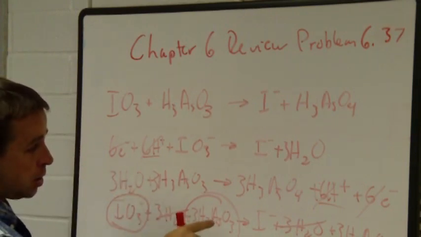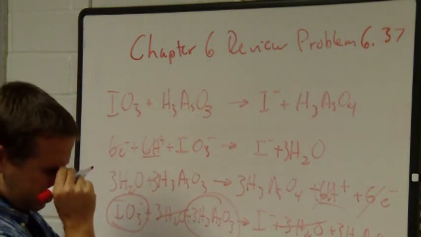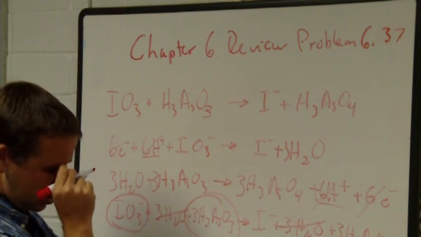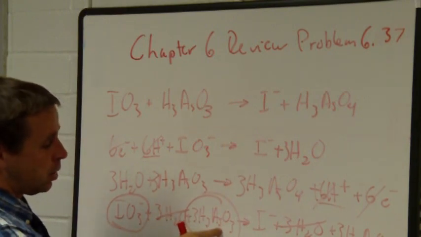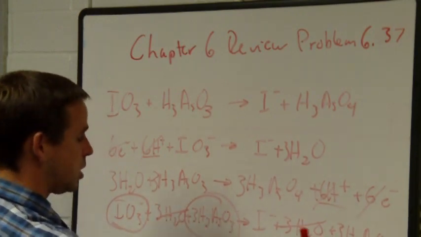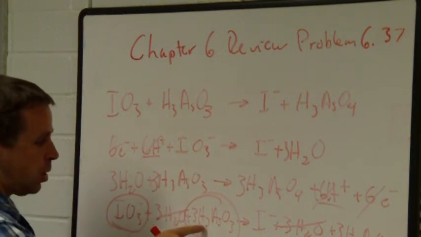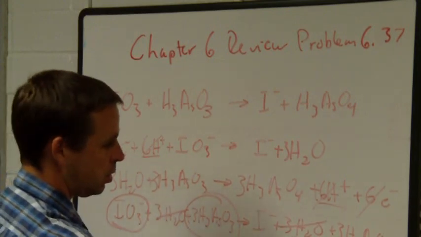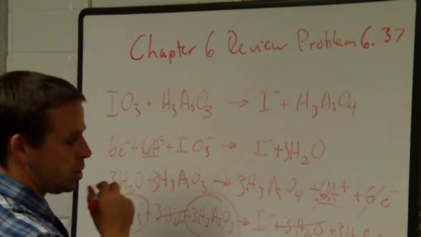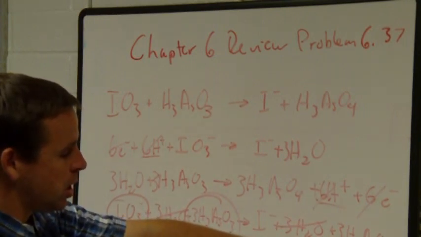arsenic. Let's see, this is AsO3, arsenate and arsenite. So this is the arsenite. So this is arsenous acid, and this is the arsenate. So this is arsenic acid. So the iodate ion plus 3 arsenous acids yields iodide ion and 3 arsenic acids. Or arsenite goes to arsenate.